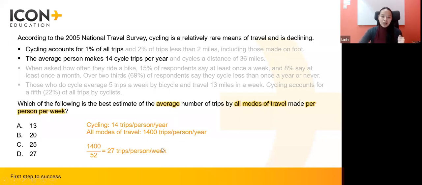One common mistake is dividing by 48. You might think that 48 and 52 are not too far apart, but it can sometimes make the difference. So just be careful with that. There are 52 weeks in a year, not 48, so keep that number in mind. If you ever need to convert between year and week, divide by 52. And 1,400 divided by 52 is going to give you 27. So that is going to be our answer.